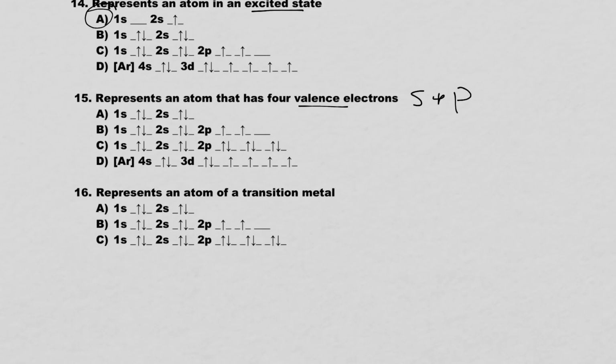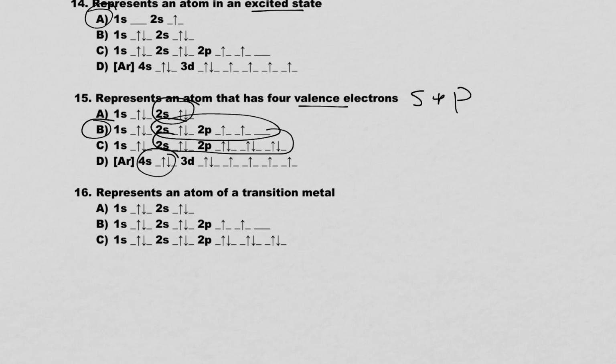valence is going to be the outermost energy level. So I'm just going to circle all these that are outermost. And then here, really 4s is outermost. So which one of these has 4? Well, we can see it would have to be B, because it has 2 electrons paired in the 2s, and then we've got 2 in the 2p, so that would be a total of 4.